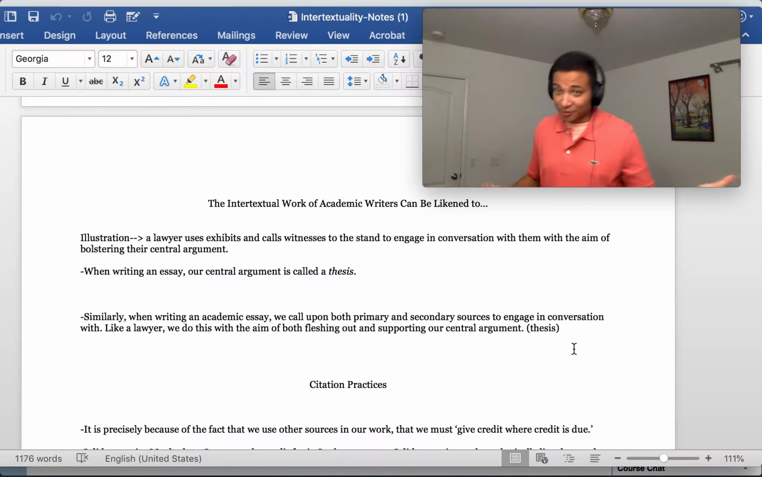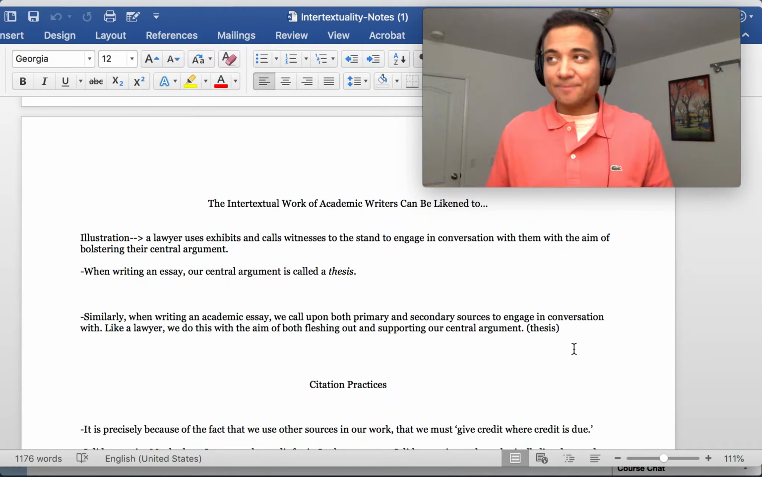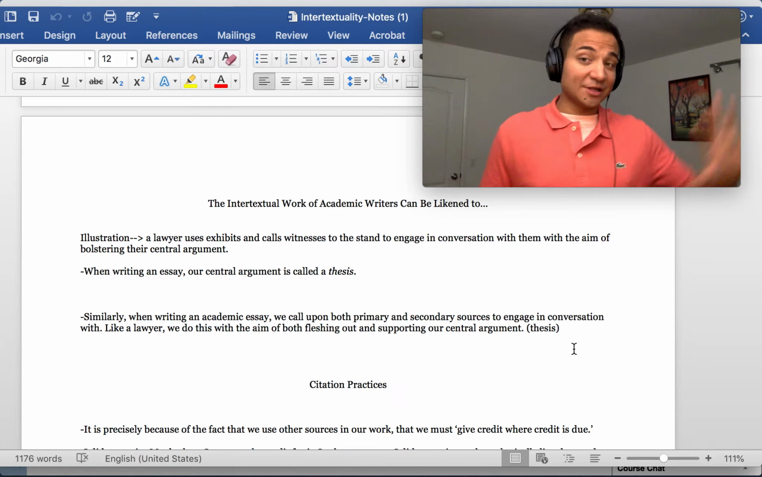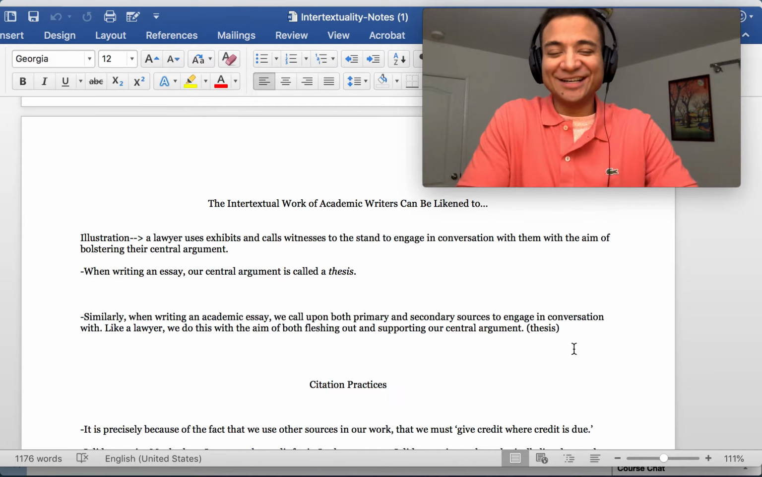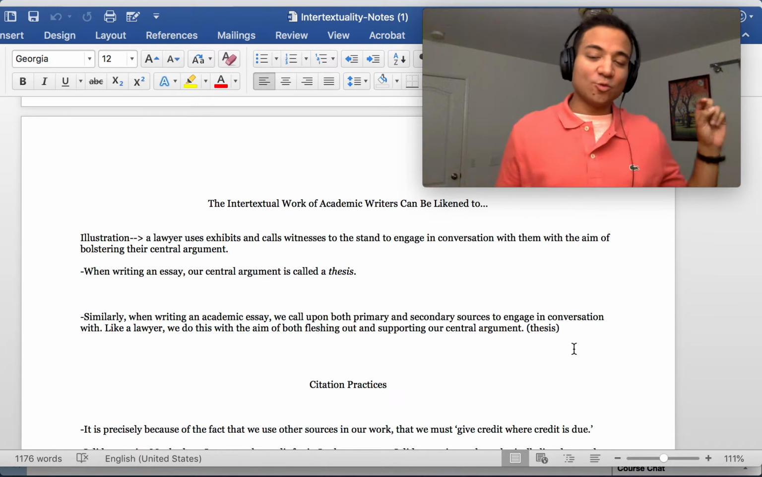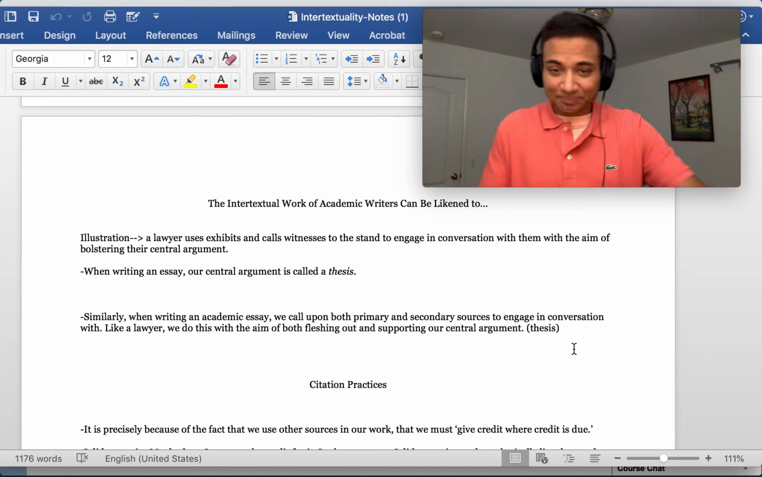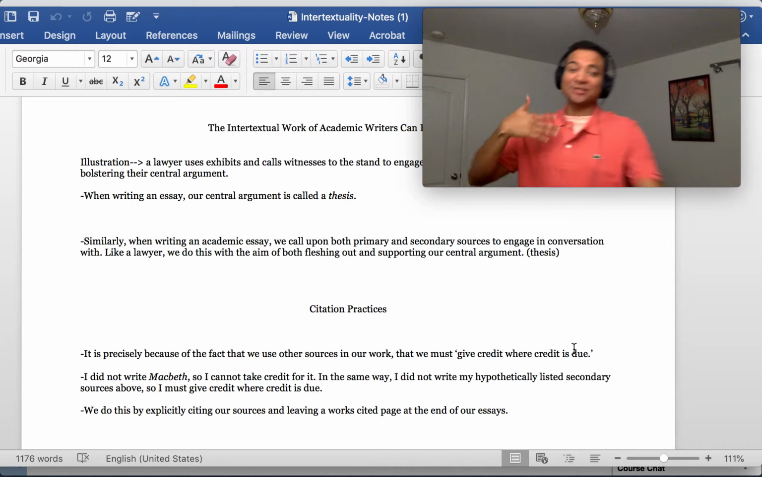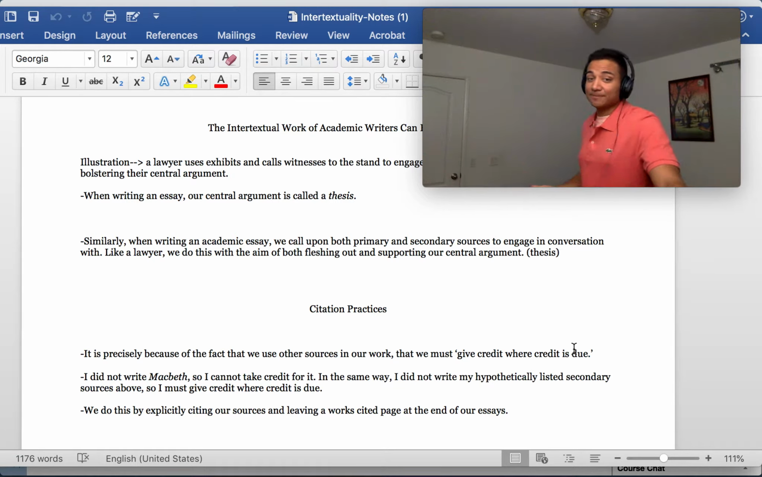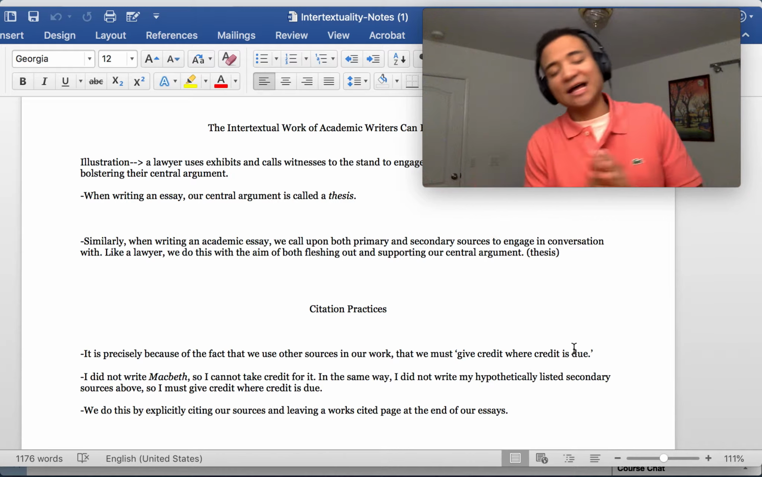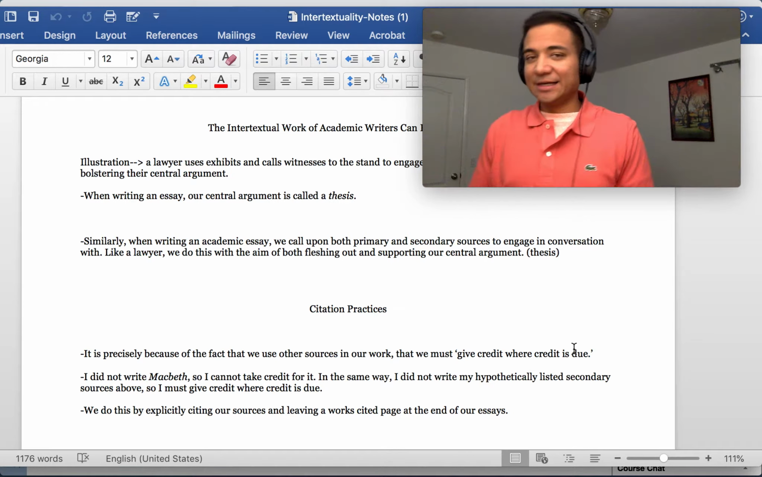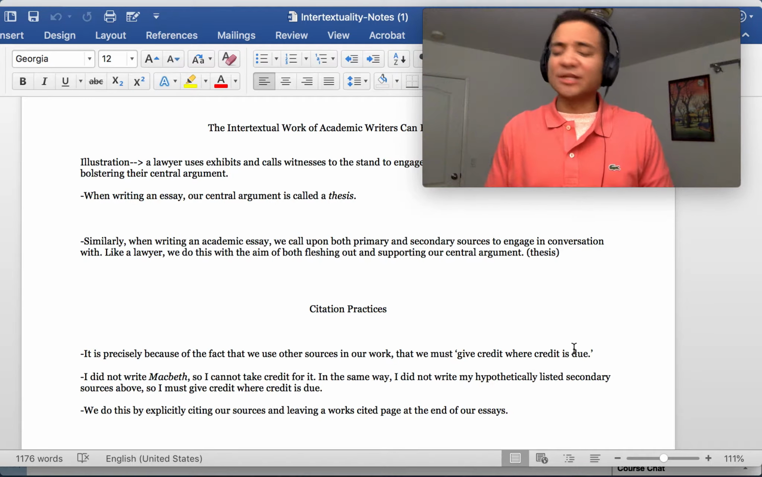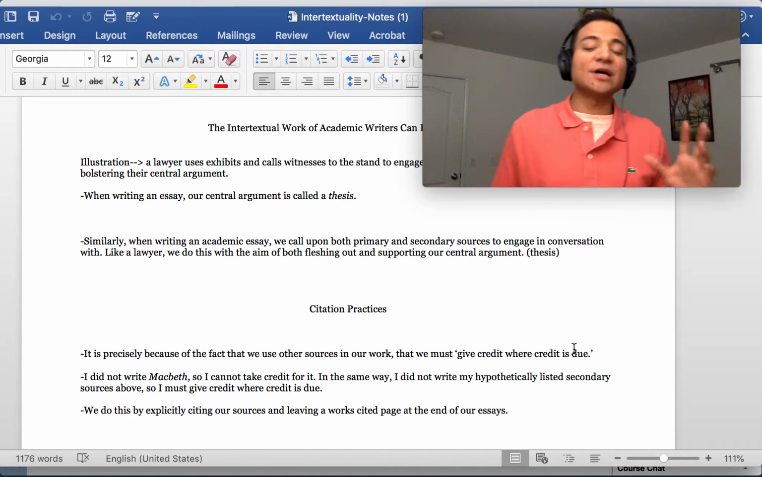Okay, so as a lawyer, that's your main avenue through which you're going to prove your thesis, that your client is innocent. The lawyer is intentional with the witnesses they call to the stand, with exhibits. So when we bring in sources and engage in conversation with them, just like a lawyer does, we intentionally navigate the conversation so as to flesh out our own thesis, our own argument. So that's what we do.